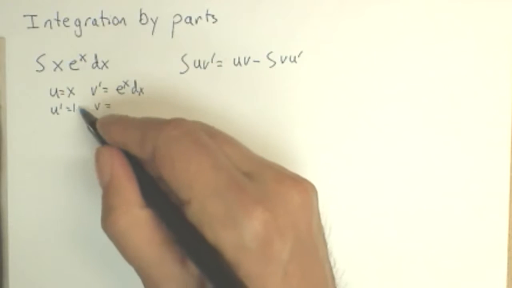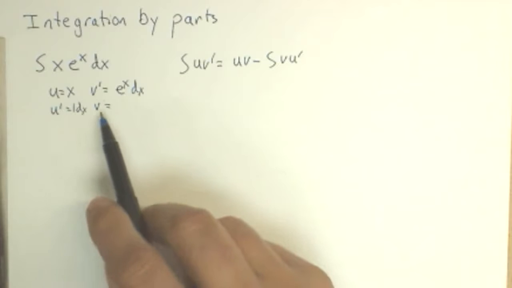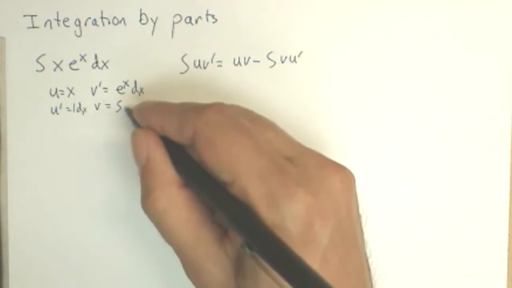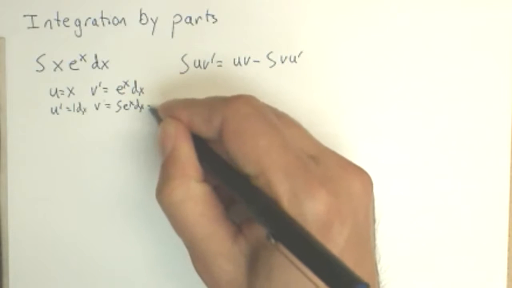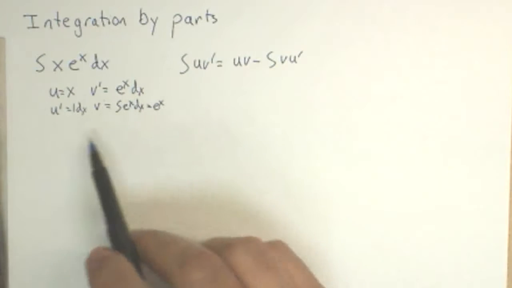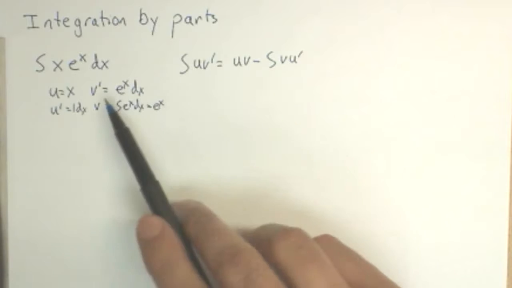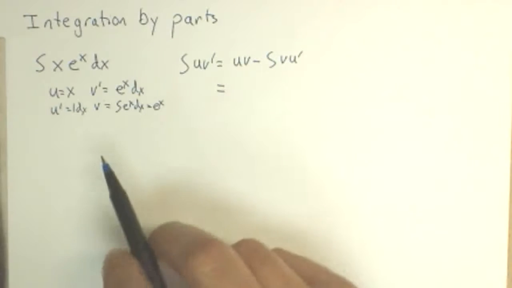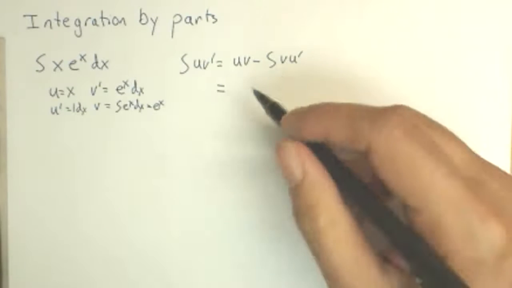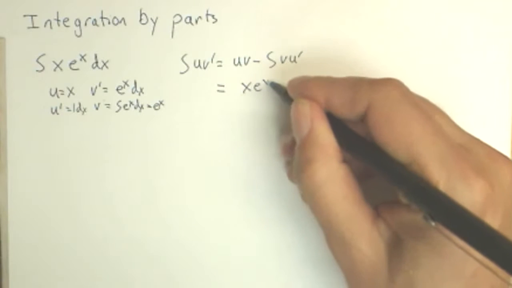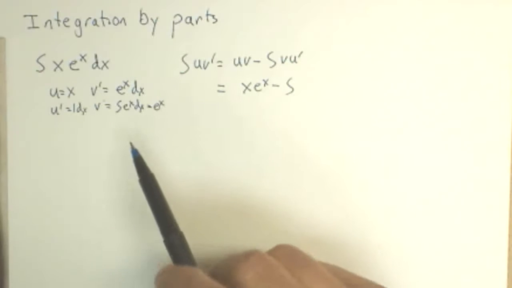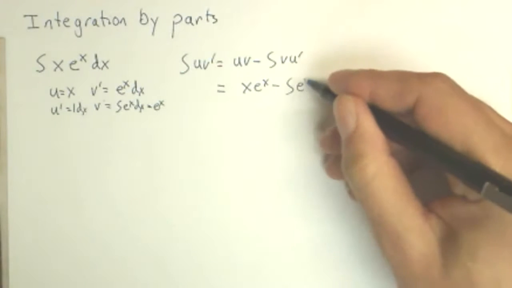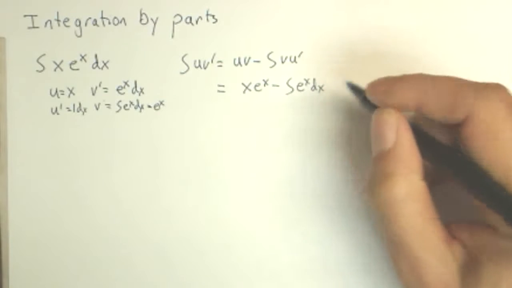u prime is 1 dx. And v would be, well, we integrate e to the x, and of course we simply get e to the x. So we've got all four pieces. Now we can substitute in and see if we've got a problem we like better. u times v, x times e to the x, minus the integral of v u prime, e to the x times 1 dx, or just dx for simplicity.